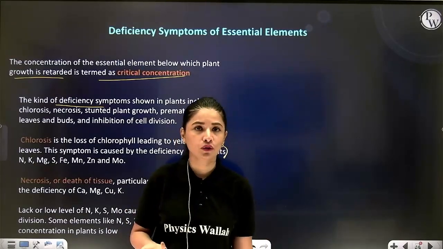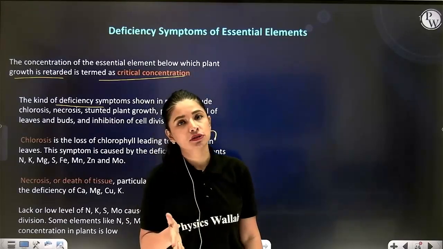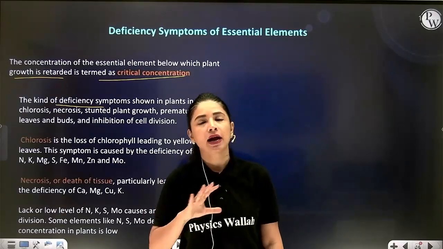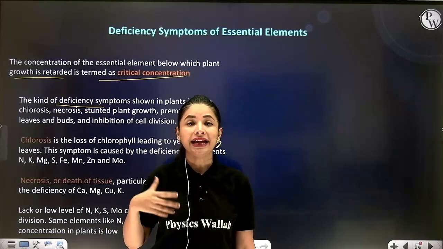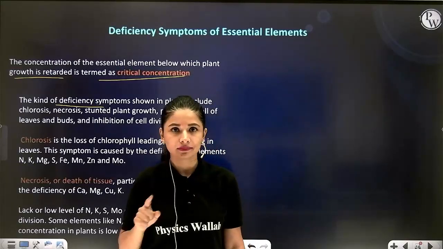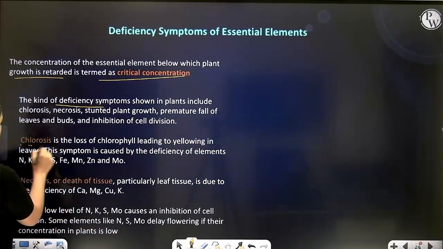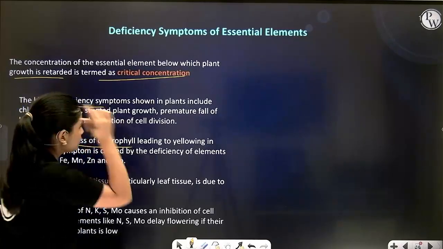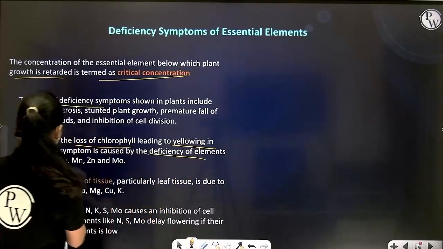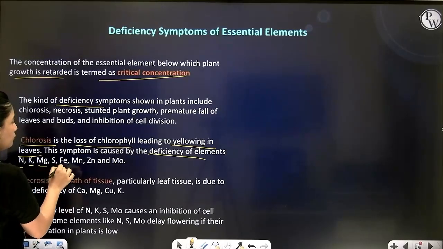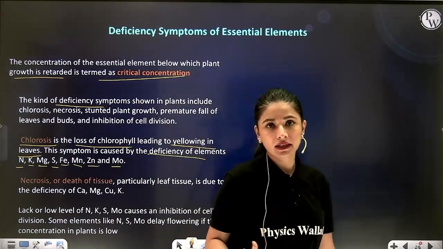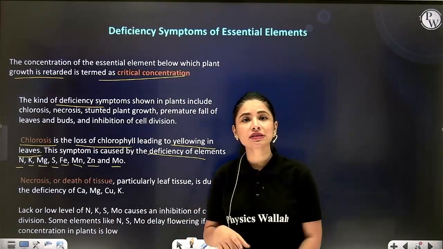Now when there is no chlorophyll, the color of the leaf changes from green to yellow, and slowly and steadily, the plant will not be able to perform photosynthesis, and it is going to later damage the whole plant body. Clear? So what is chlorosis? It is the loss of chlorophyll leading to yellowing of the leaf. It is usually caused when elements like nitrogen, potassium, magnesium, sulfur, iron, manganese, zinc and molybdenum get deficient, right?